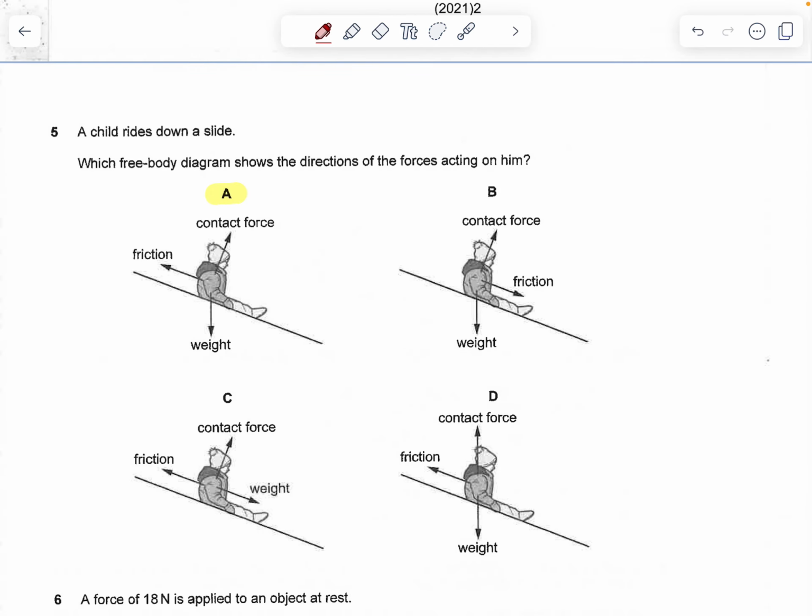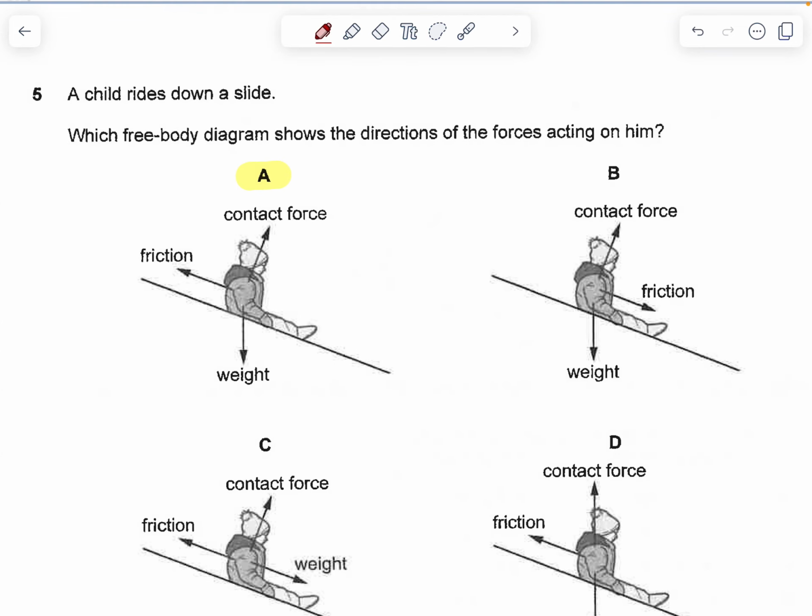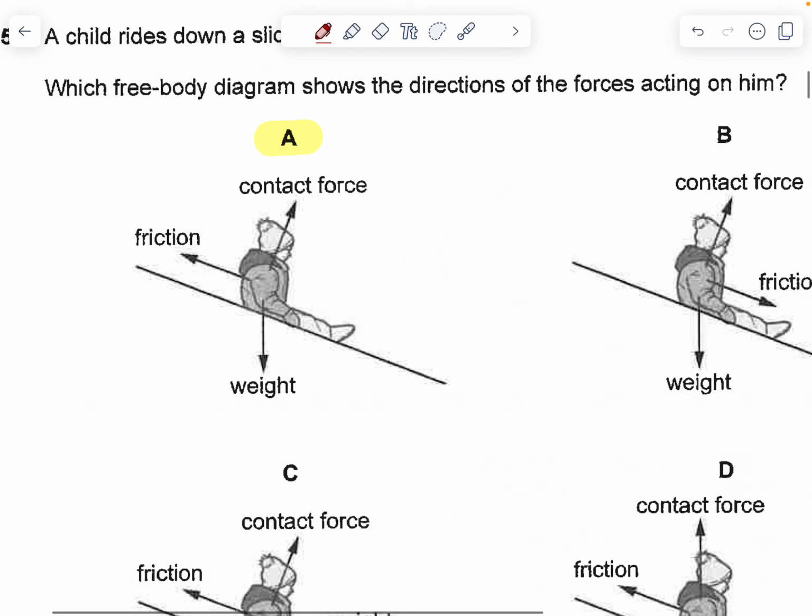Next, question 5. A child slides down a slide. So, in this diagram, what we know is that friction always opposes motion. So if the kid is going downwards, friction should be in this direction. Okay. The weight always draws from the center downwards. The contact force is always perpendicular to the surface in contact.